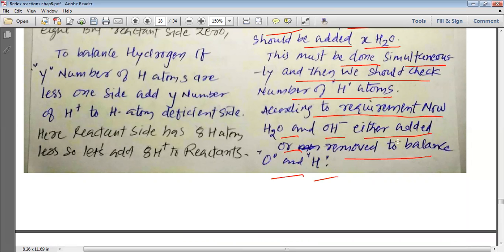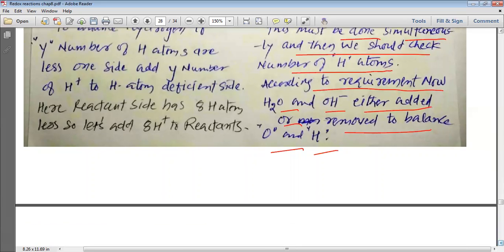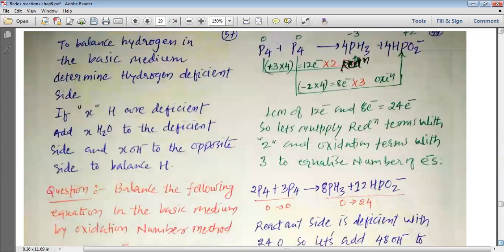So according to the requirement, when we add the OH minus and H2O on both sides, and if the hydrogens are still not balanced, we can add H2O and OH minus on both sides. We can even remove the H2O and OH minus from either side, and we can balance this equation in the basic medium. To balance hydrogen in the basic medium, determine the hydrogen deficient side.